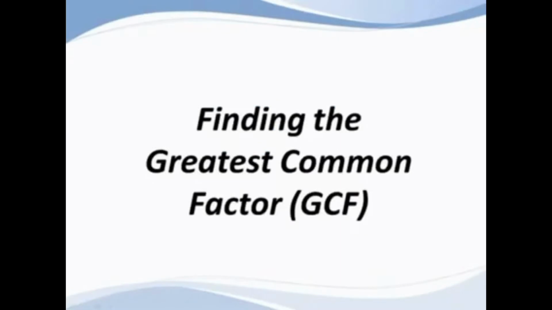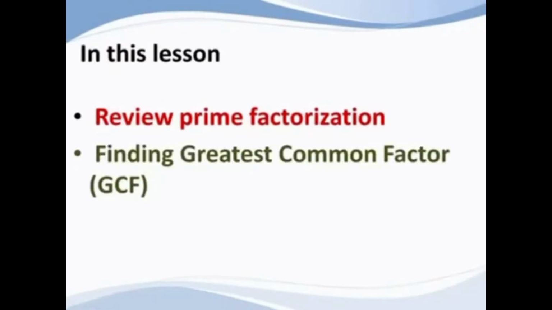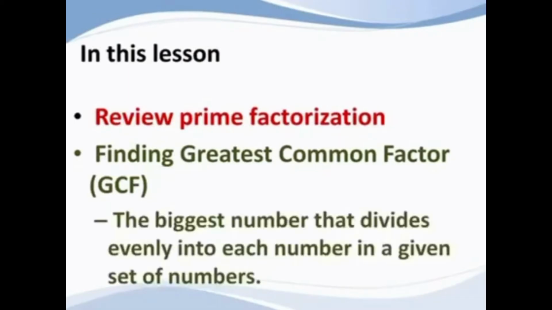Welcome to the lesson on finding the greatest common factor. This is a skill you will need in order to reduce fractions efficiently. In this lesson, we're going to review finding the prime factorization of a number and then use that skill to find the greatest common factor between two or three numbers. The greatest common factor is the biggest number that divides evenly into each number in a given group of numbers.